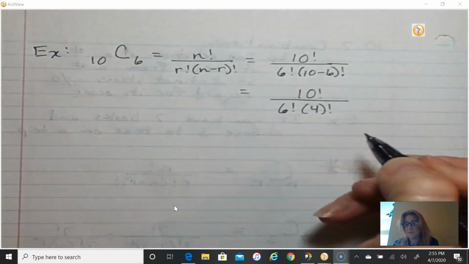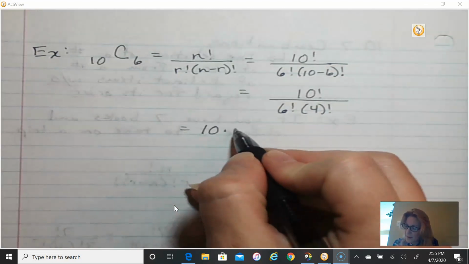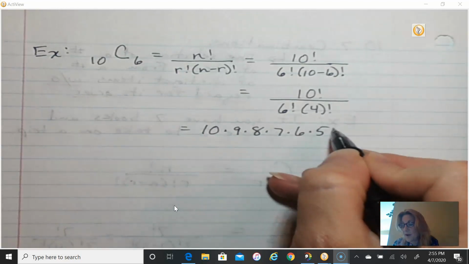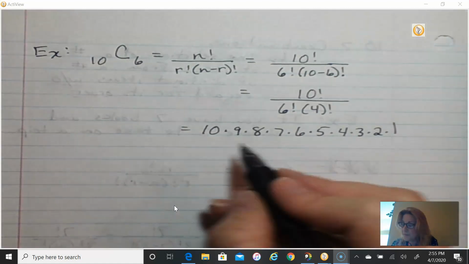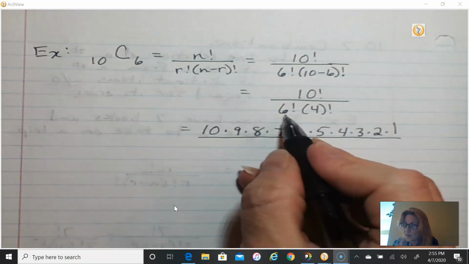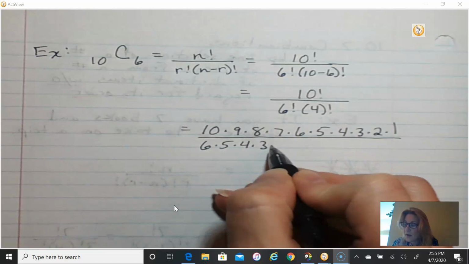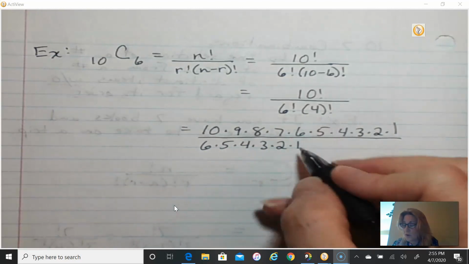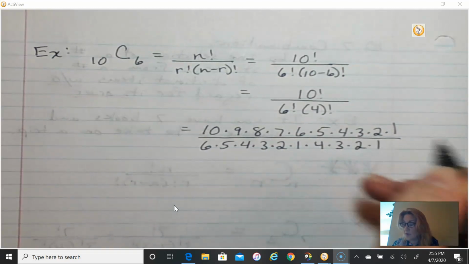4 factorial. Okay, now we need to write it out. 10 times 9 times 8 times 7 times 6 times 5 times 4 times 3 times 2 times 1, all over, and we got to do this one out. First 6 factorial. 6 times 5 times 4 times 3 times 2 times 1. Now we do 4 factorial. 4 times 3 times 2 times 1.